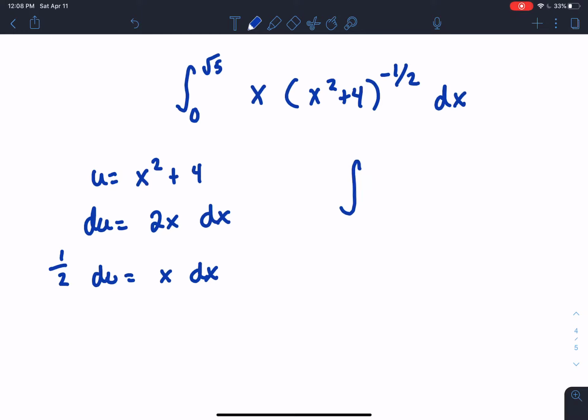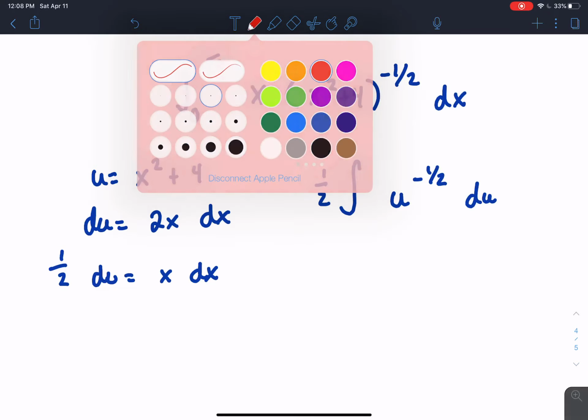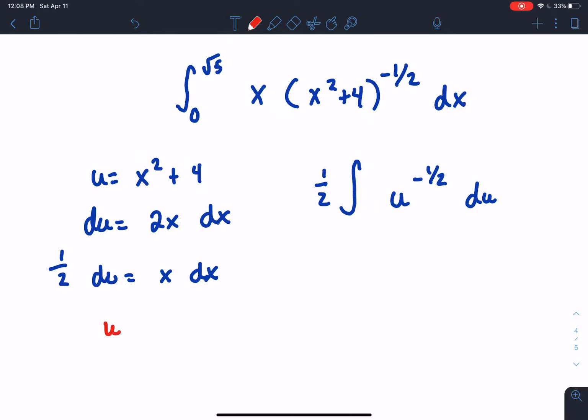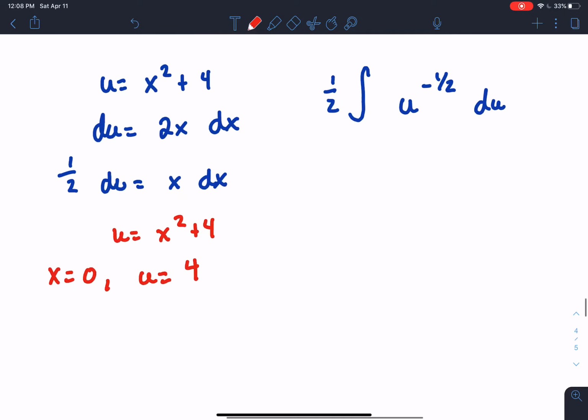All right, so I got my integral. I'm going to put my 1/2 out front, u to the negative 1/2 du. And then correct your limits. So when x is 0, u is going to be 0 squared plus 4, which is just 4. And then when x is root 5, u is going to be root 5 squared, which is just 5, plus 4 gives me 9. So I'm going to go from 4 to 9.